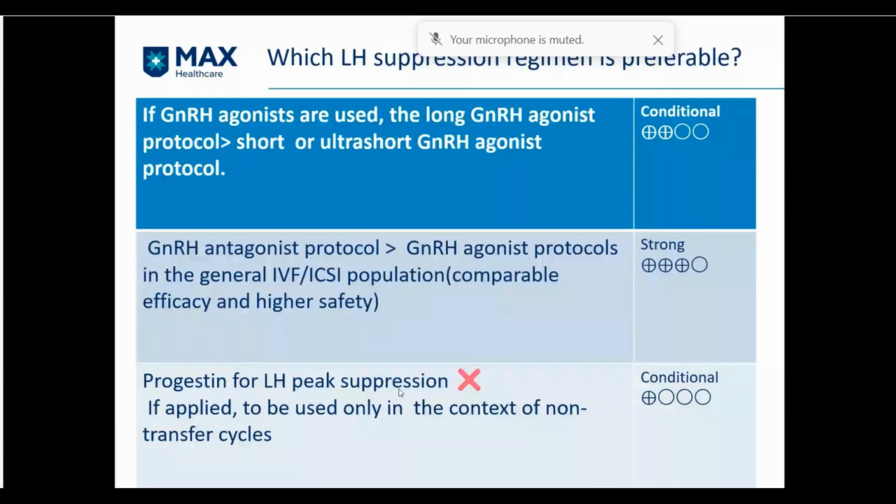Now, which LH suppression regime is to be preferred? If we are using the GnRH agonist, which means either the long protocol or the short protocol, the long protocol works better than the short or the ultra short agonist protocol. However, this is conditional. And the GnRH antagonist protocol works better than the GnRH agonist protocol in the general IVF and ICSI population.